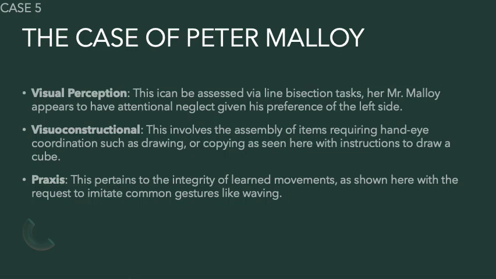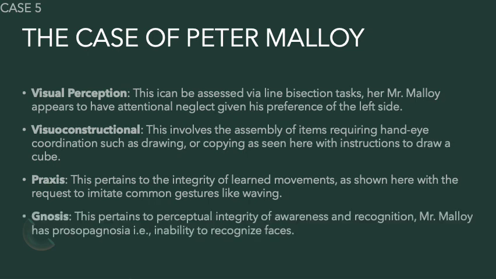Praxis, this pertains to the integrity of learned movements, as shown here with the request to imitate common gestures like waving. And finally, gnosis, this pertains to perceptual integrity of awareness and recognition. Mr. Malloy has prosopagnosia, that is the inability to recognize faces. The mnemonic for these elements is very good people visit, standing for visual perception, gnosis, praxis, and visual constructional.